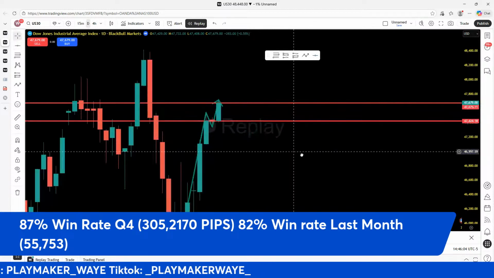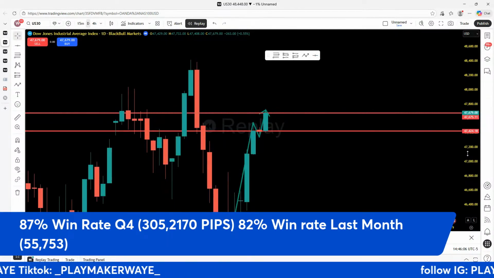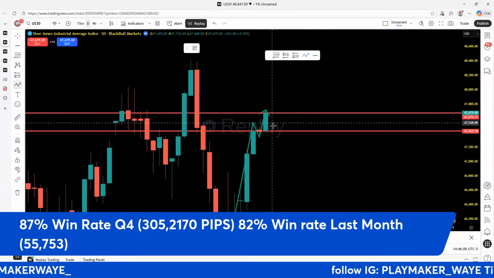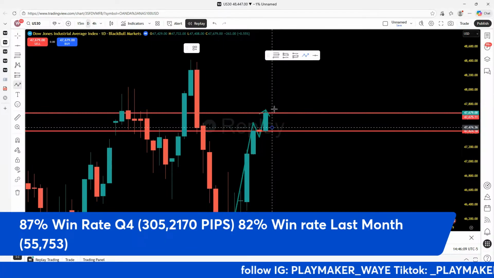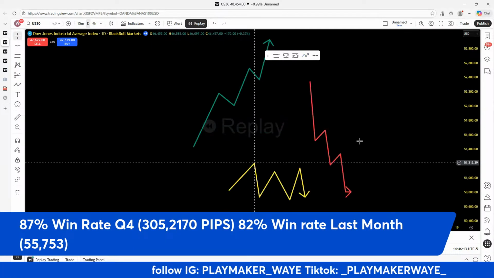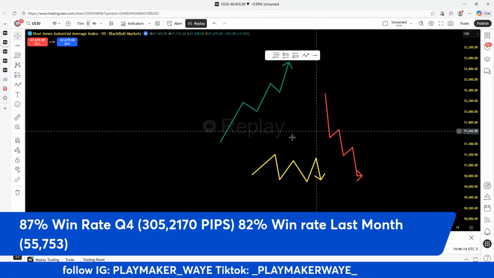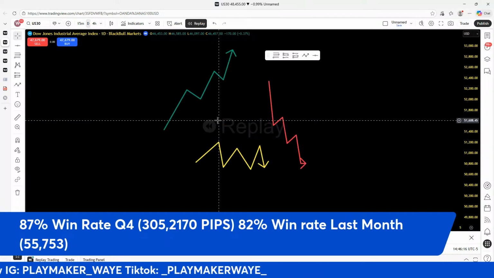Again, very, very simple. Price can only do one of two things, ladies and gentlemen. It's either going to go up or go down. Based on the cycle we're in and the part of the cycle we're in, there's literally only a few ways price can do that. And we're about to break this down right now.